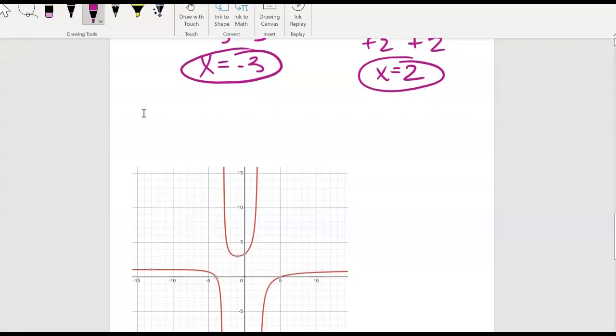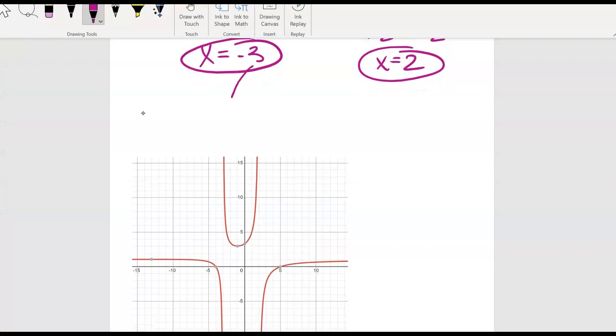Let's get a visual check on this. -3, 1, 2, 3, yep, sure enough, there's a line. We don't touch it, but we try to get really close to it. Yep. And then the other one, x equals 2, is right here. Right there at the 2, all the way up, all the way down, forever and ever.